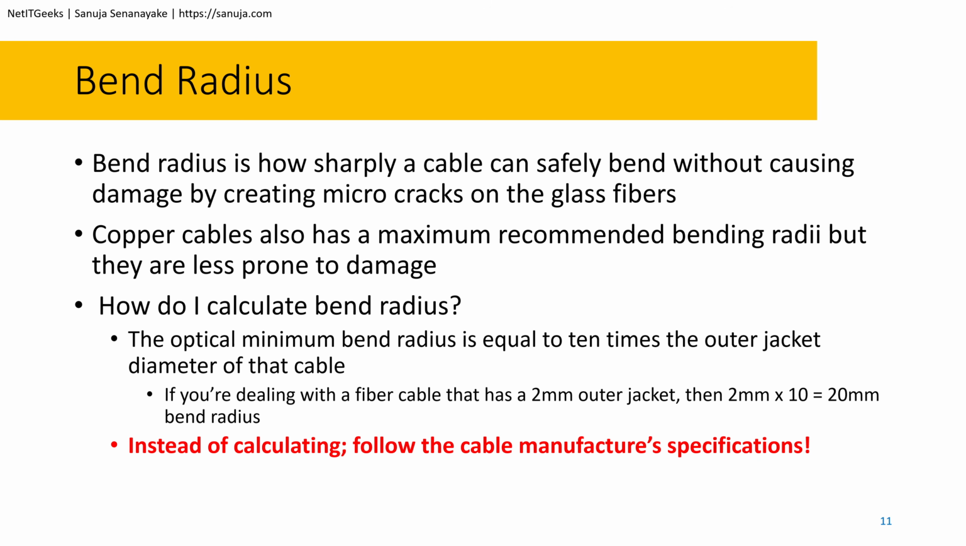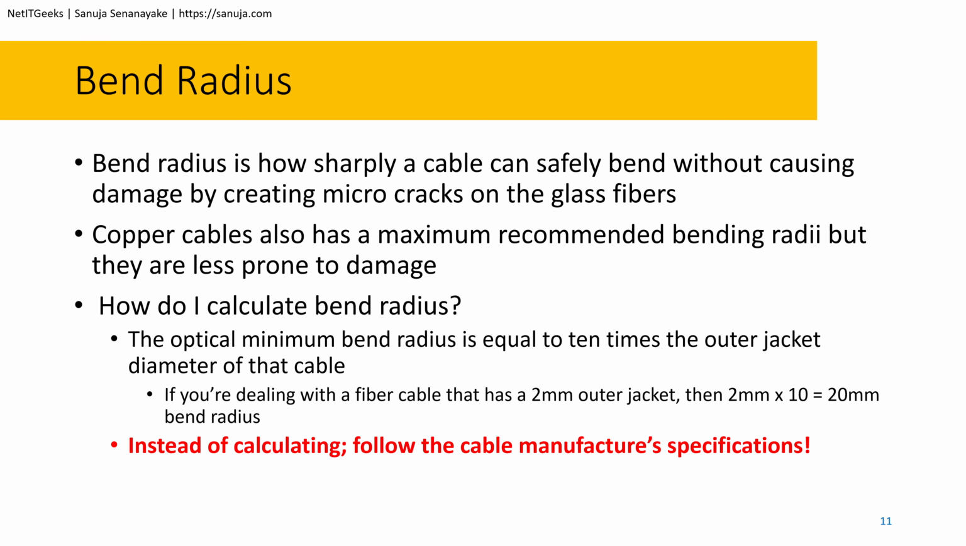However, when it comes to fiber optics communication cables, they are more sensitive to bending. Therefore, the bend radius is super important in fiber optic communication cables. So how do I calculate bend radius? The optical minimum bend radius is equal to 10 times the outer jacket diameter of that cable. That's a rule of thumb that we use in the industry. So if you are dealing with a fiber cable that has a 2 millimeter outer jacket, then 2 millimeters multiplied by 10 gives you 20 millimeters, and that 20 millimeters is going to be the bend radius.